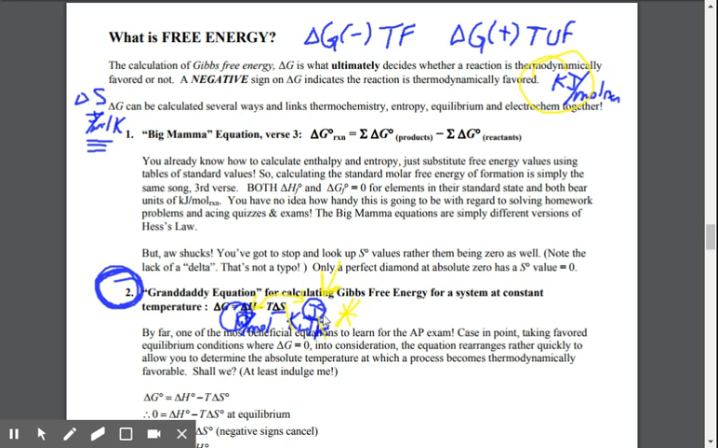So we're going to have to convert one of these. The best bet is to convert delta S into kilojoules. So pay really, really close attention to that. You're going to have to use this time and time again.